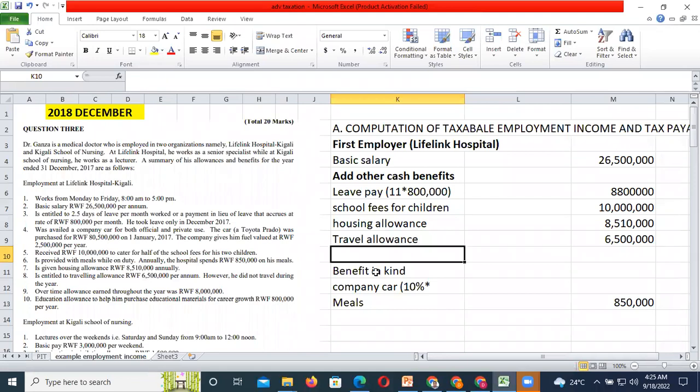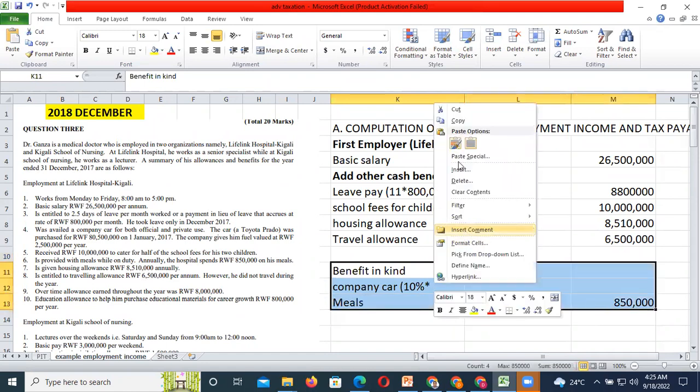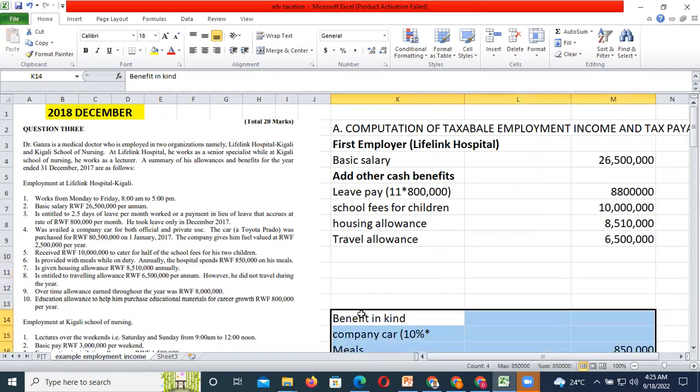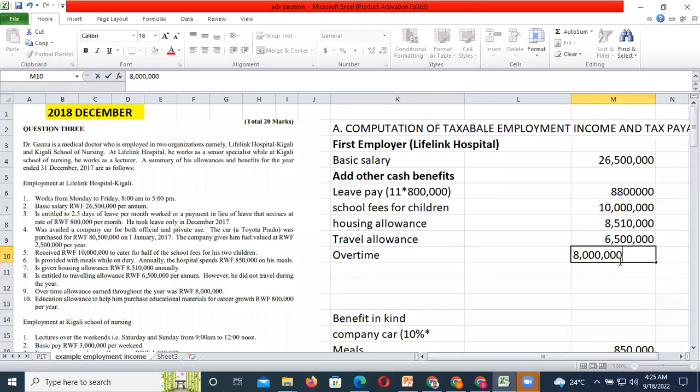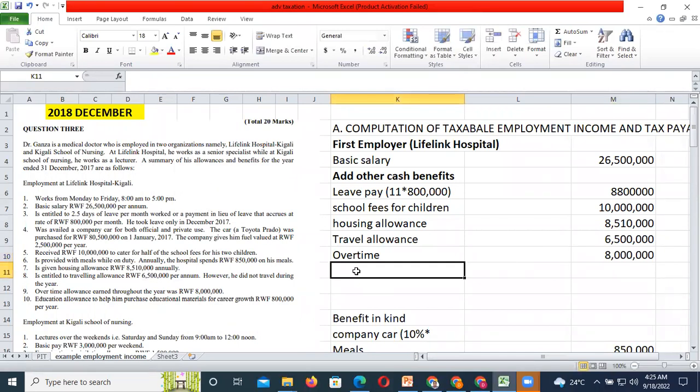And then we have overtime. I can cut. So now when you are giving this space, you need to leave a big space. You see now how I'm fidgeting with it. Then I have number 9, which is overtime. Overtime is 80 million. Then number 10, education allowance to help him purchase education materials. That is still an allowance he received, so it means it's going to be considered. We have an education allowance of 800 per year.